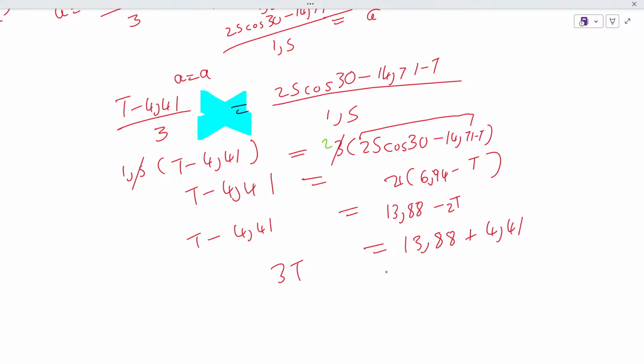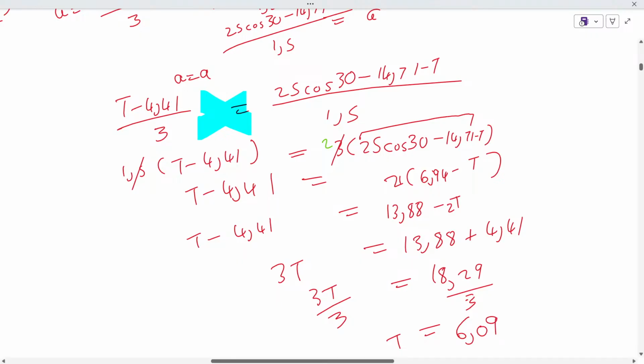4,41. Okay, I got 18,29 divided by 3, 6,09 newtons. So this is our tension.